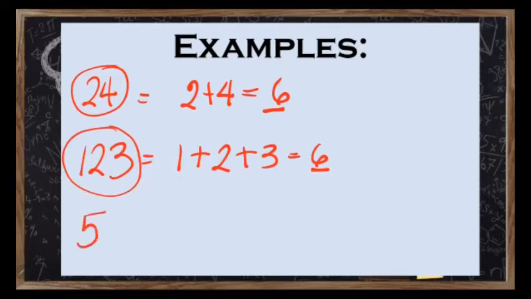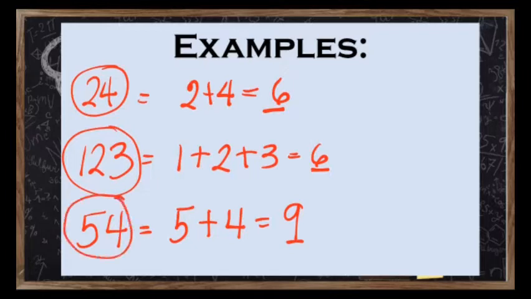Another example, we have here 54. Let's add the digits. 5 plus 4 is equal to 9. 9 is also divisible by 3. Therefore, 54 is also divisible by 3.